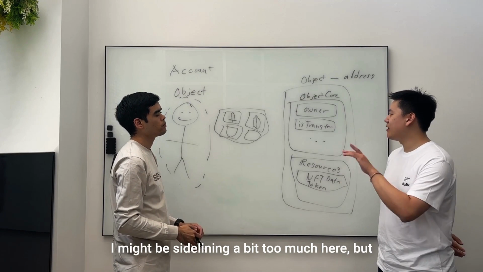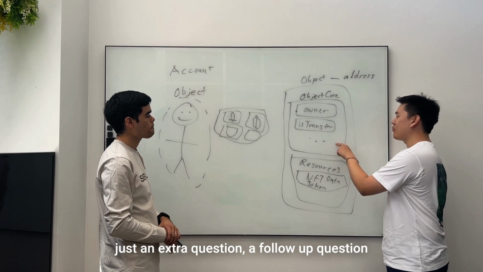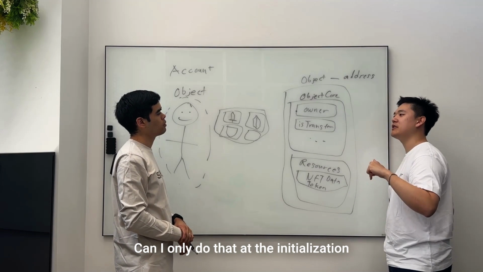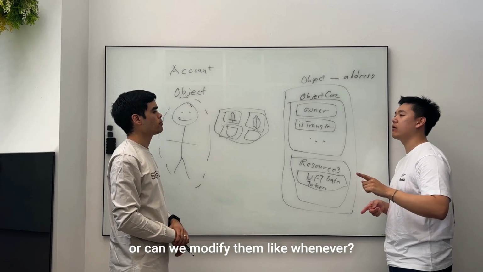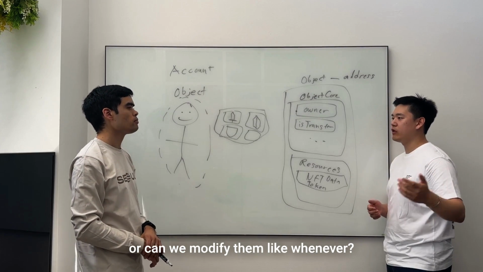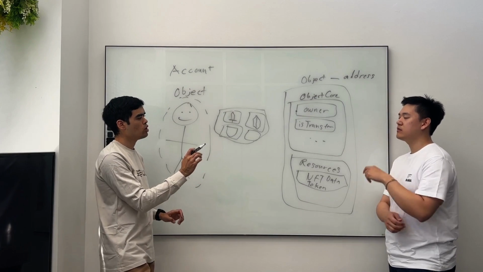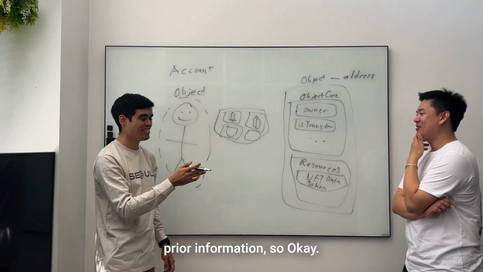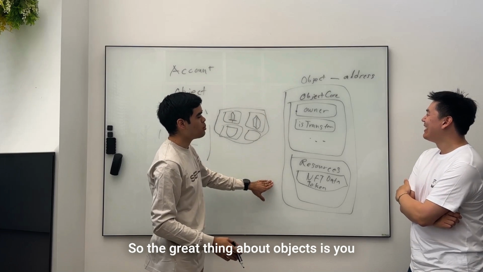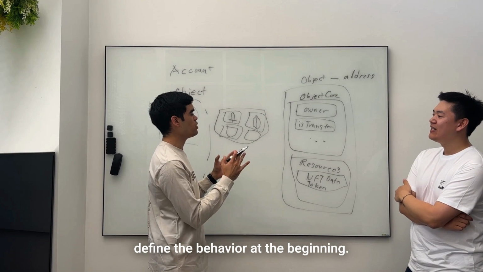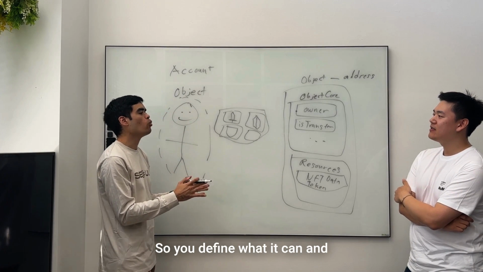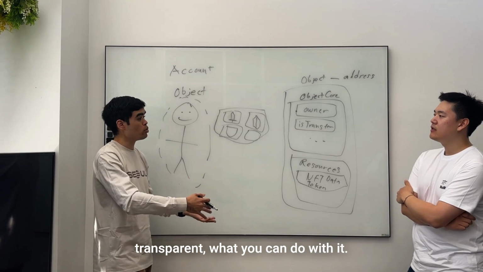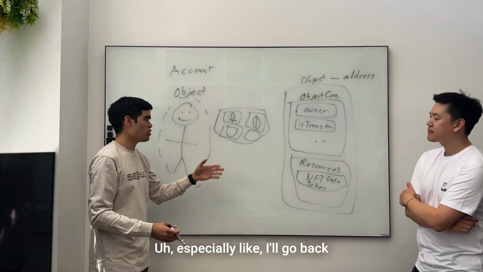I might be sidelining a bit too much here, but a follow-up question: if I want to modify these default values, can I only do that at the initialization stage when we have the constructor ref, or can we modify them whenever? That's a good question. You mentioned constructor ref, which I didn't say anything about. Well, I have some prior knowledge. The great thing about objects is you define the behavior at the beginning. You define what it can and cannot do at the beginning, so you're transparent about what you can do with it. Especially, I'll go back to the NFT example.